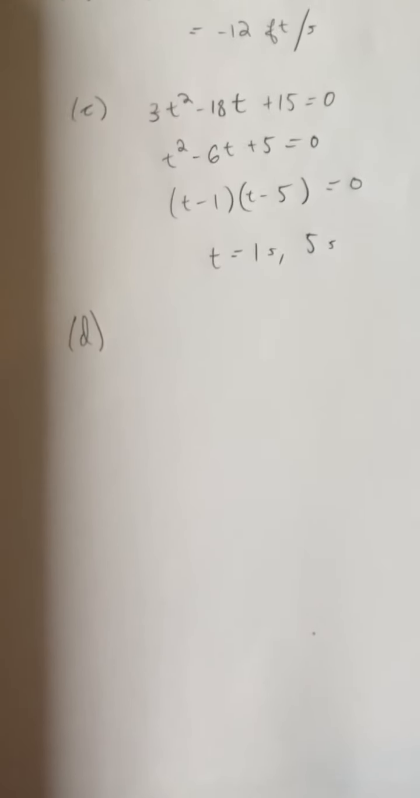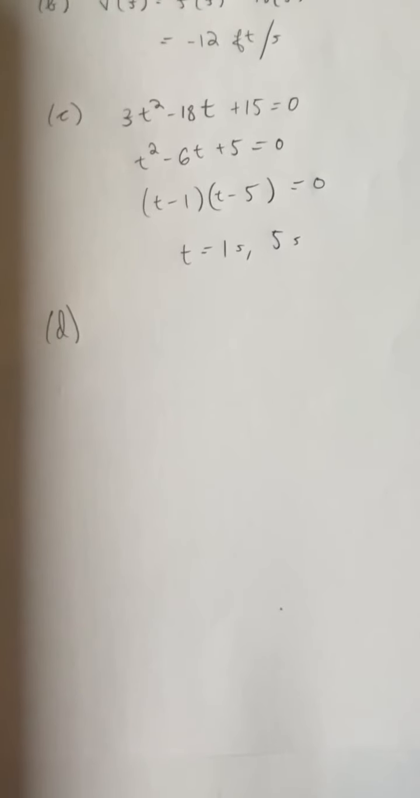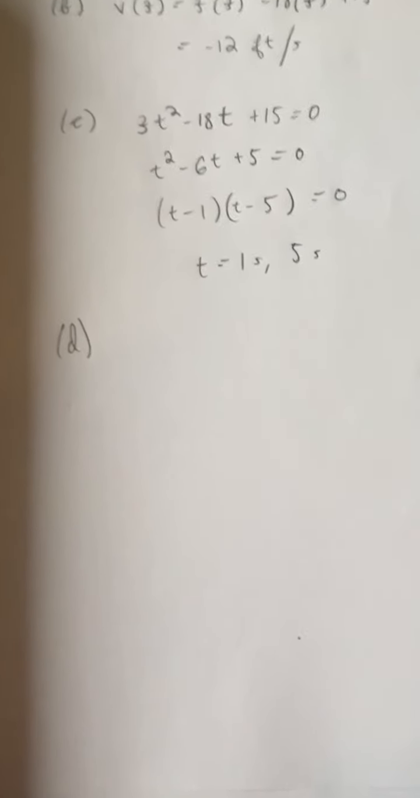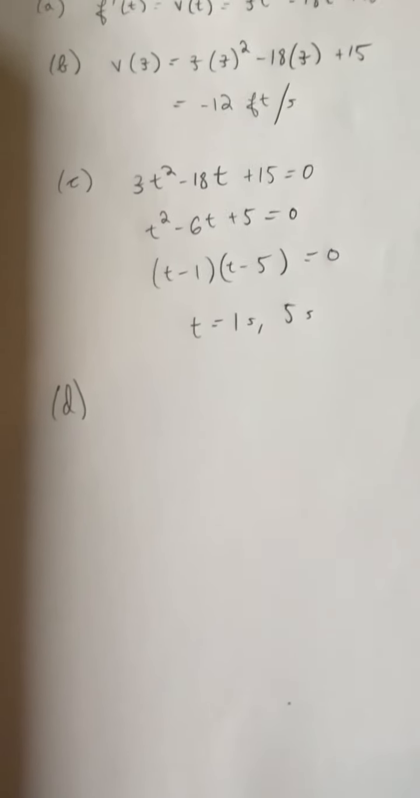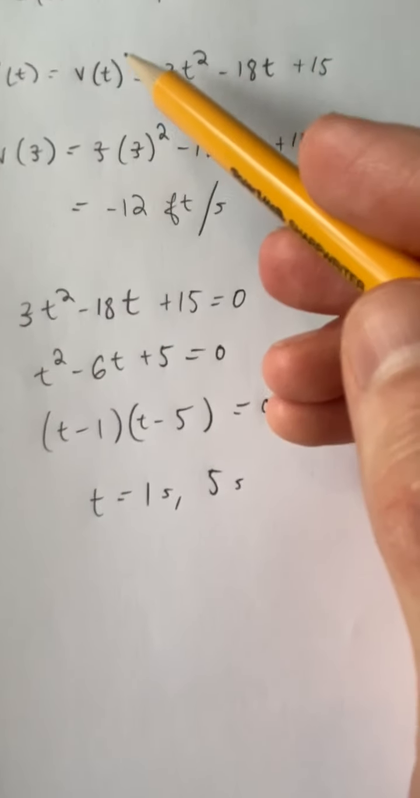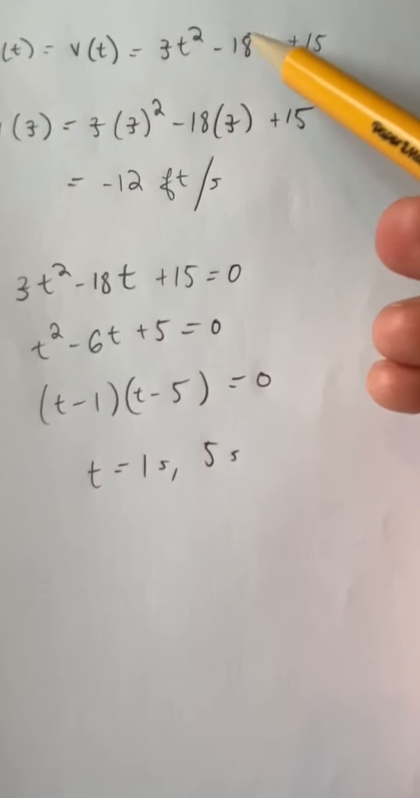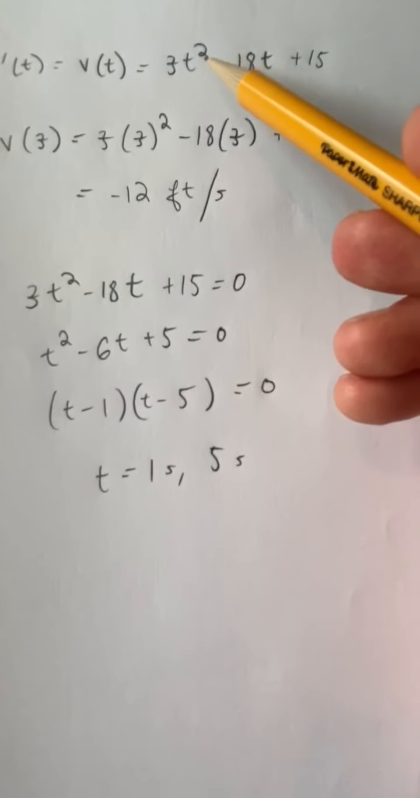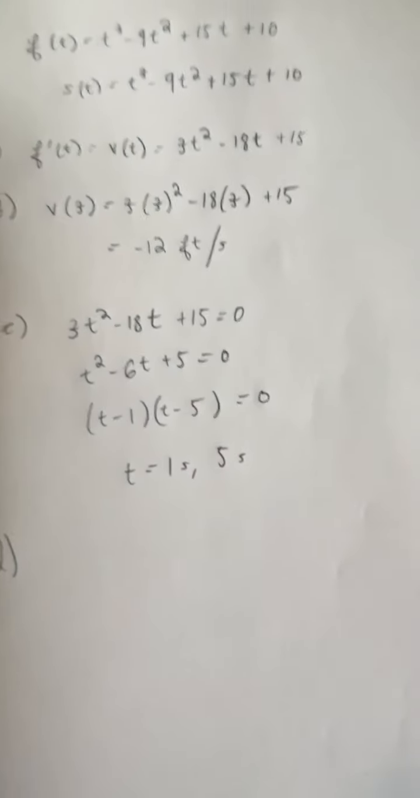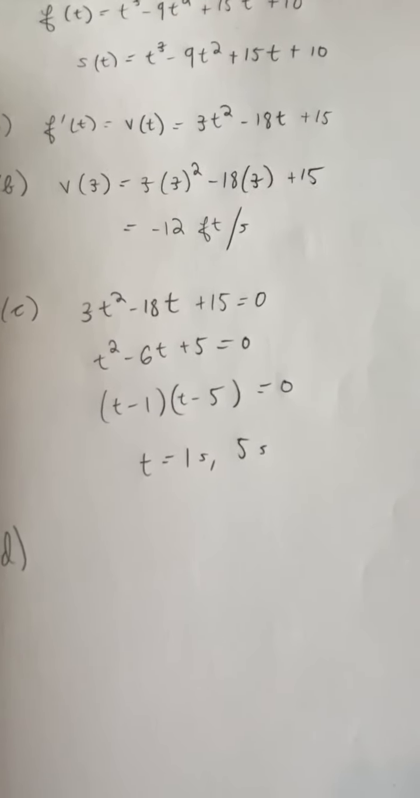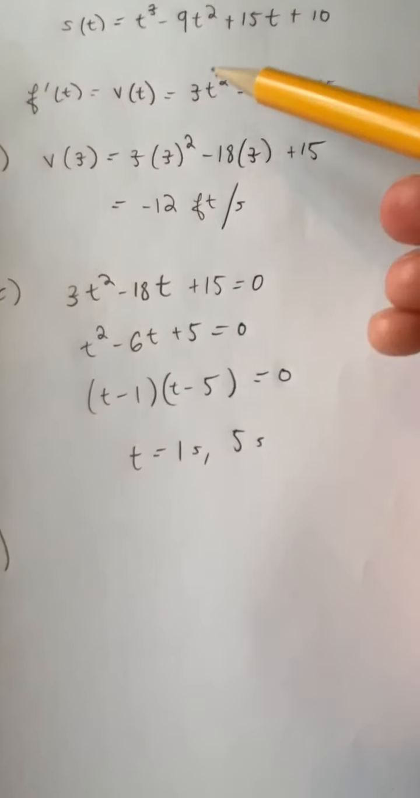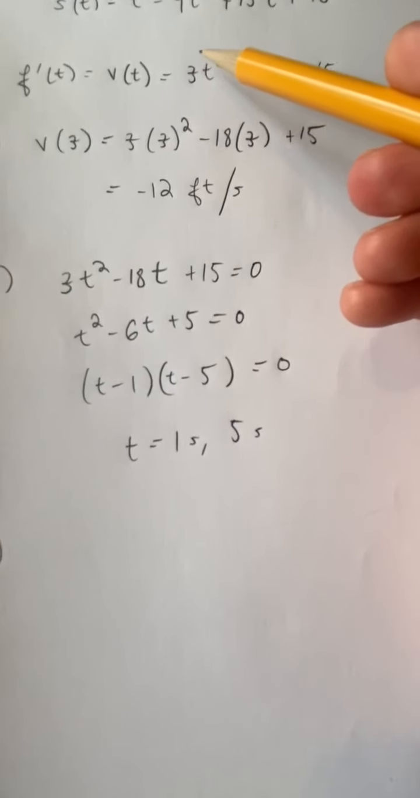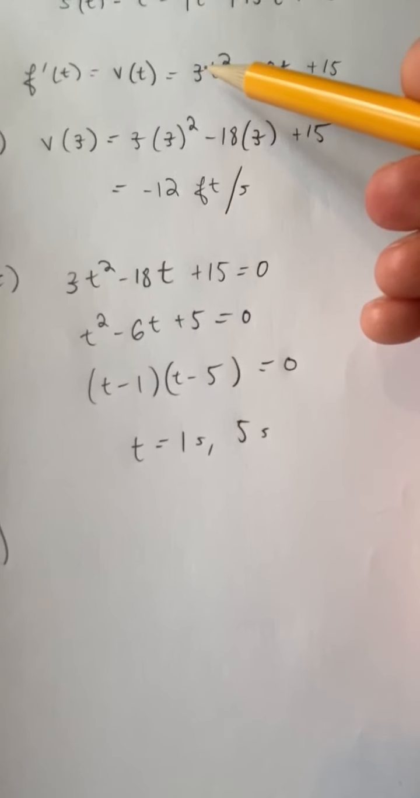Part D, they want to know when the particle is moving in a positive direction. So this all depends on the geometry of this parabola. The function for velocity, v of t, is a quadratic, so its graph is going to look like a parabola. This hinges on whether it opens up or opens down. And because our leading term is positive, we know that it's going to open up.